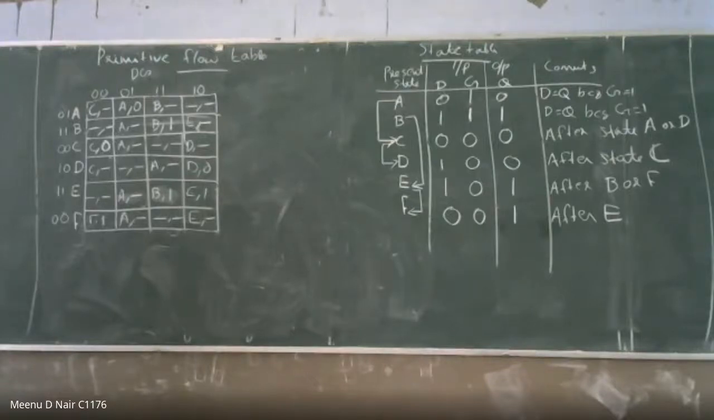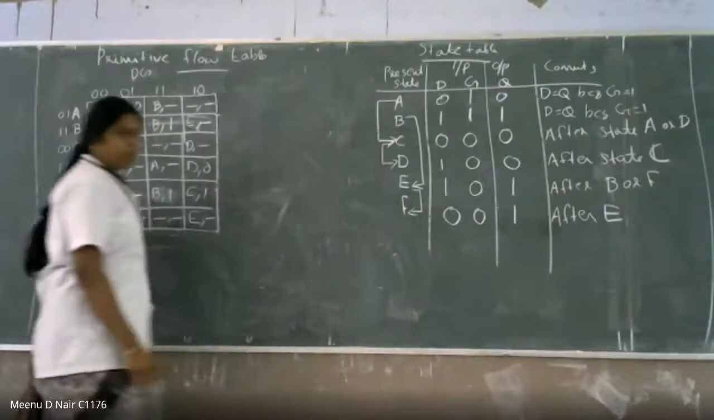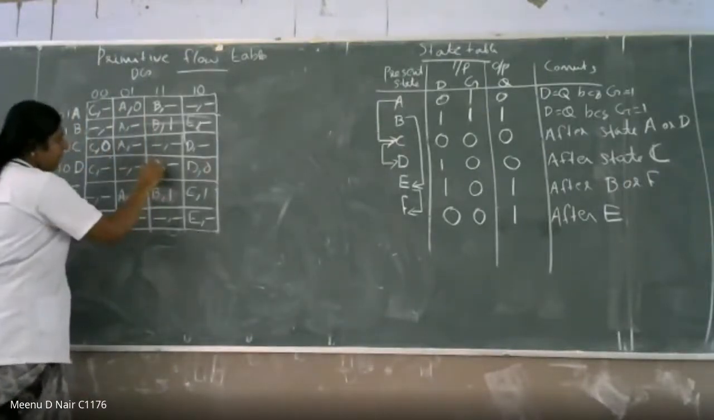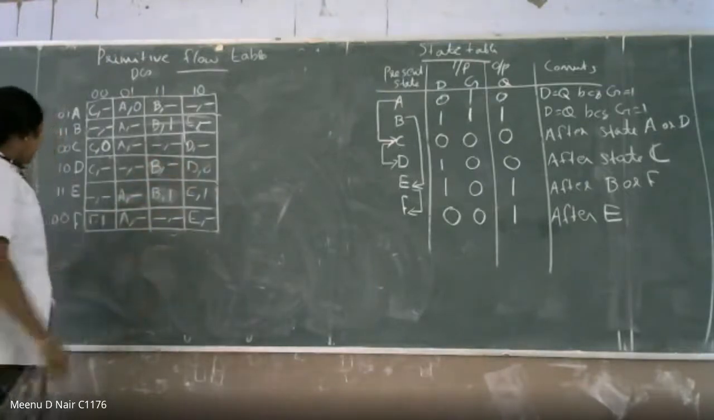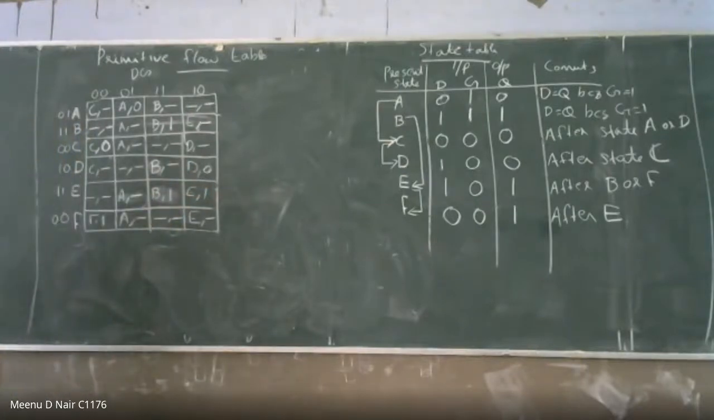Row D is correct, because for 1 the only possible state is B. So it must be B. B comma dash. All other things are correct. I think the E row needs to be checked again.